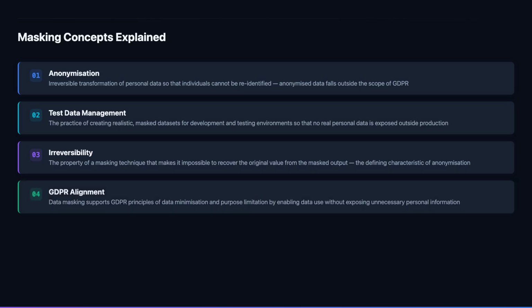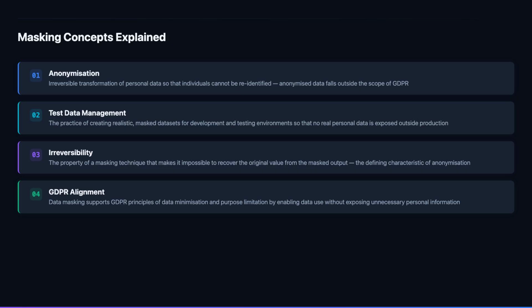Control A.8.11 sits at the intersection of information security and data protection. By requiring data masking, ISO 27001 is reinforcing the GDPR principles of data minimization, using only the data that is necessary for the purpose, and purpose limitation, not using data for purposes other than those for which it was collected.